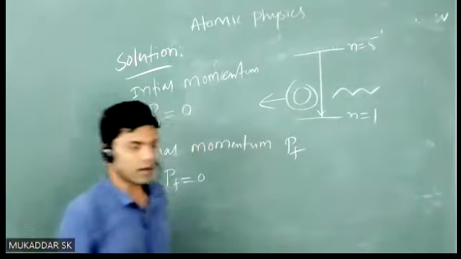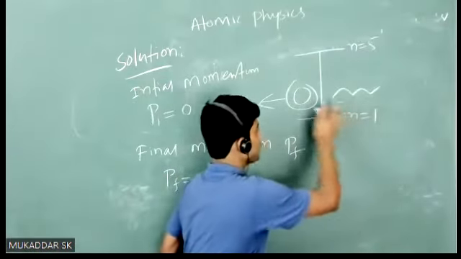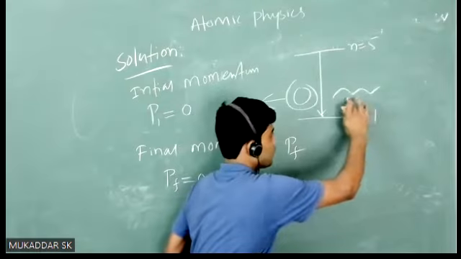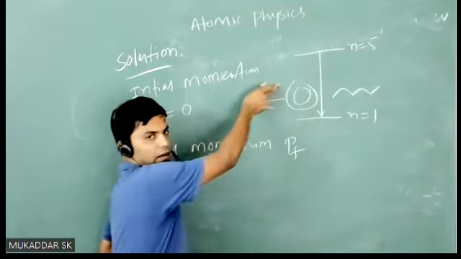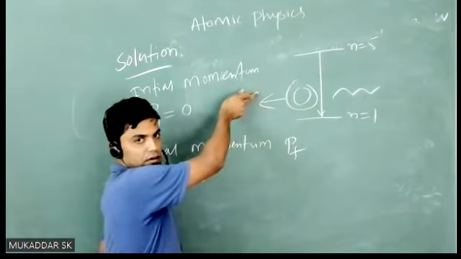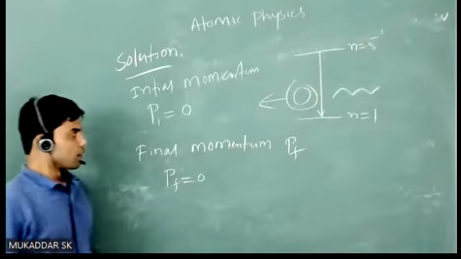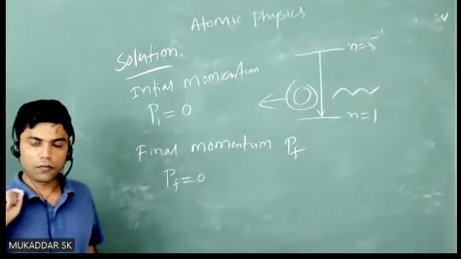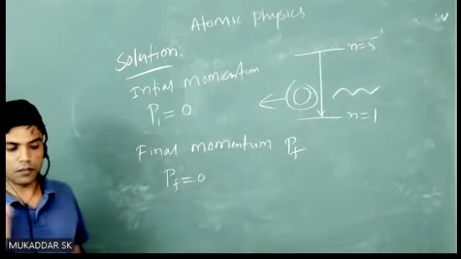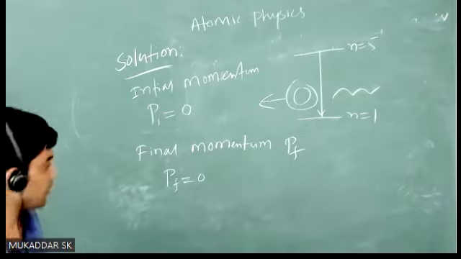Since momentum is a vector quantity, if the photon is emitting in this direction, the hydrogen atom will definitely move in this direction to make it 0, right? But to calculate that photon momentum, you have to go to the energy of this photon. How will you calculate this energy?